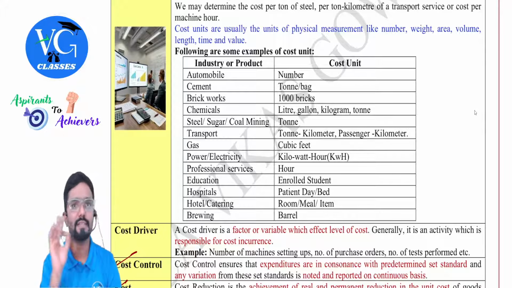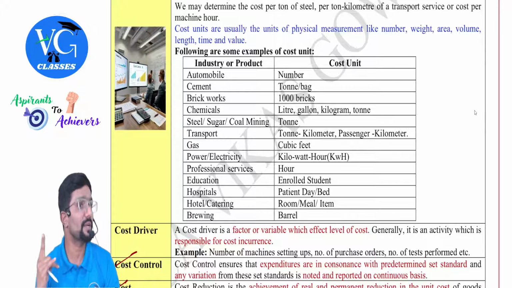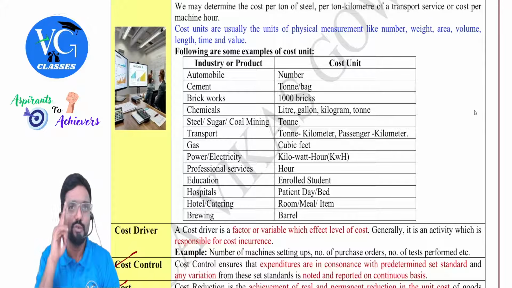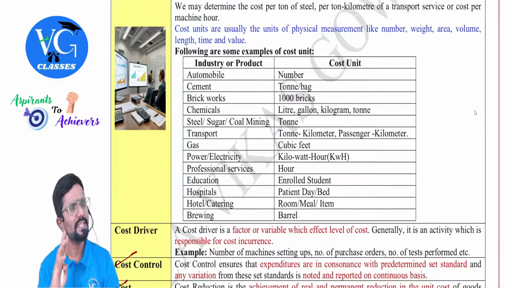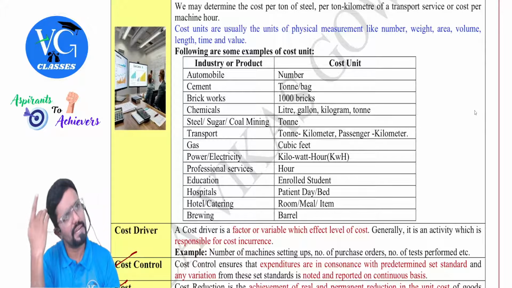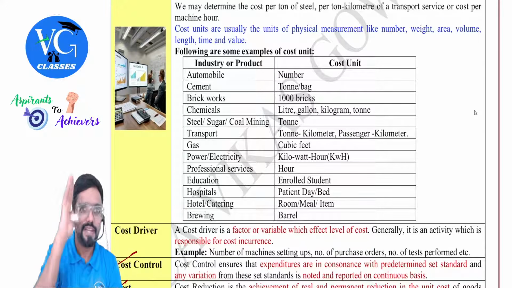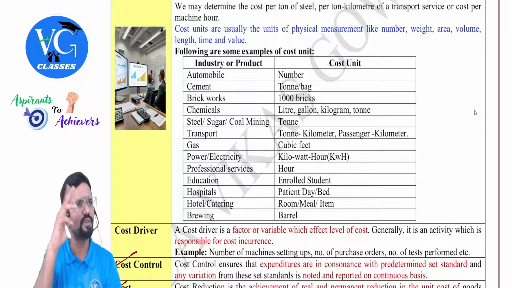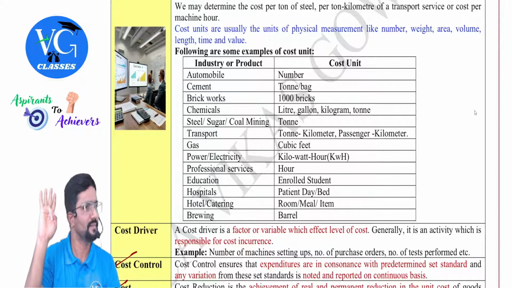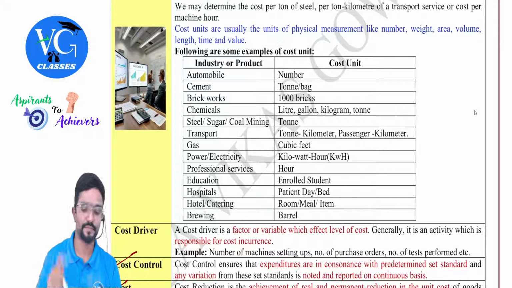See, there are a few products or services for which you can have multiple cost units. There is no fixed list, guys. In that case, if you feel that 2, 3 things are relevant, write it, no problem. For a particular industry or product, if you feel that 2, 3 cost units are there, better you write. Don't restrict to only one.